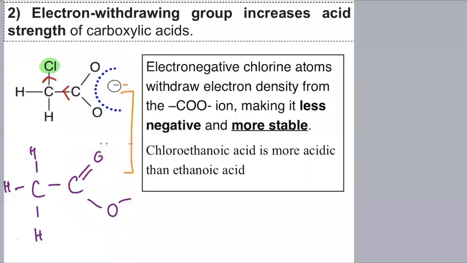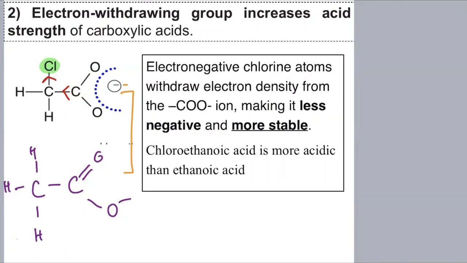Okay, right. So we're comparing the chloroethanoate ion and the ethanoate ion. Now naming, I hope you can see that this ion is called a chloroethanoate ion because there are 2 carbons and there's 1 chlorine. So the acid will be chloroethanoic acid.